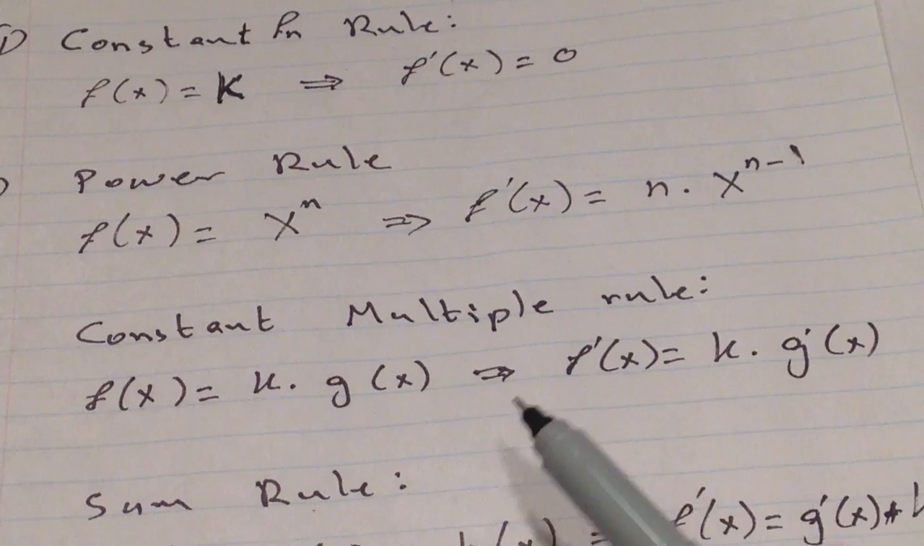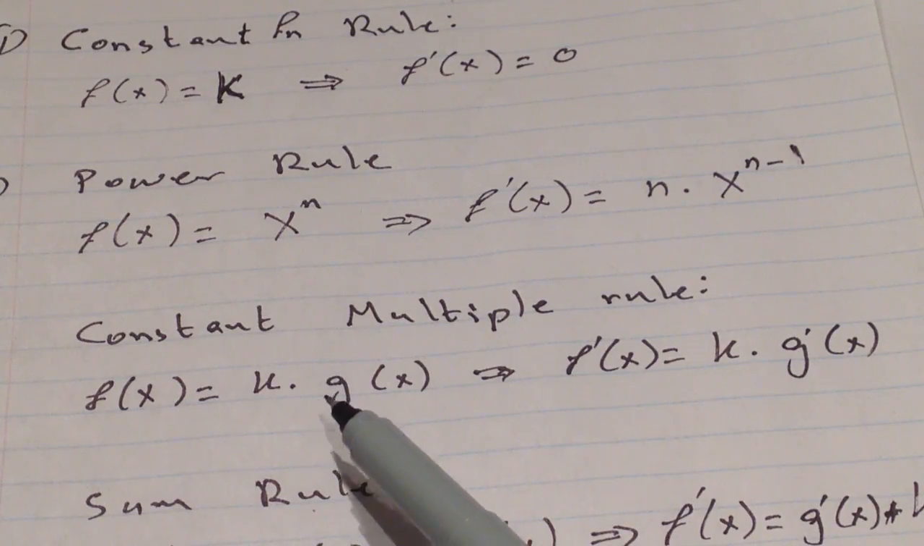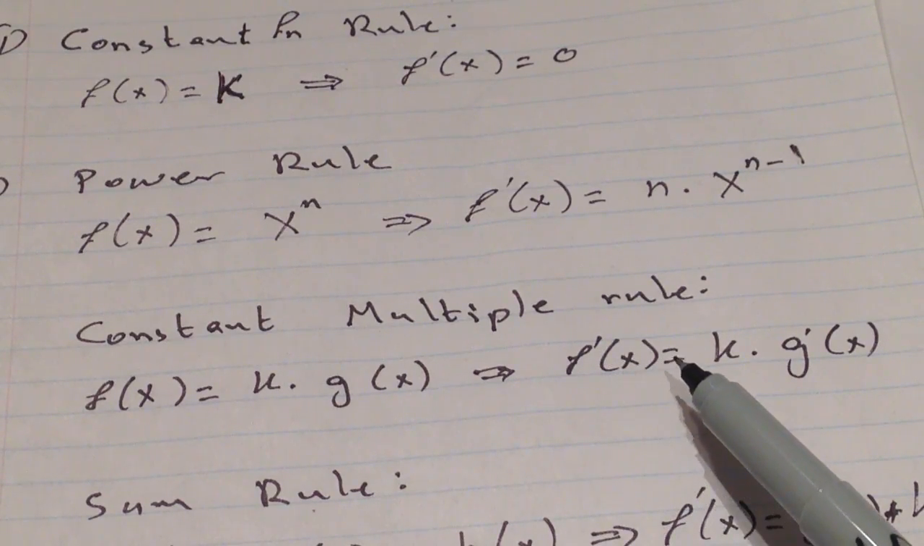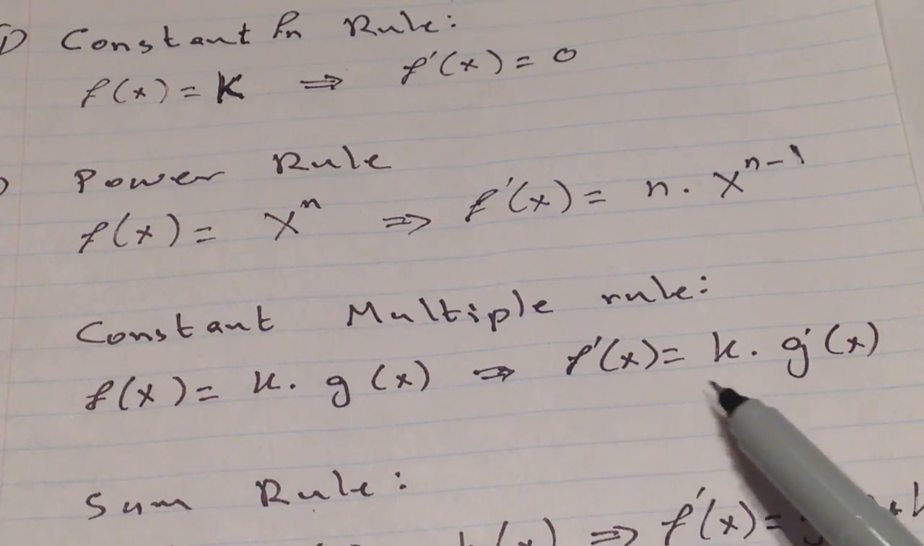Constant multiple rule: if we have a function that is equal to a constant k multiplied by another function g, the derivative will be equal to k multiplied by the derivative of g.